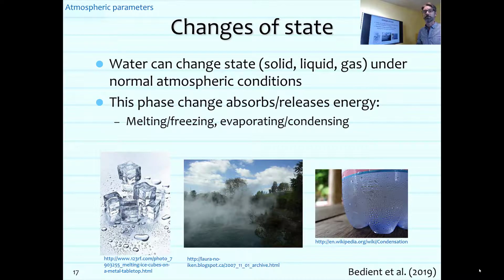Now, in the atmosphere, there can be many changes of state as well, of course. Water can change state between solid, liquid, and gas under normal atmospheric conditions. So think about the cloud itself, or the air around the cloud, which contains water vapor. Within the cloud, you can have either liquid droplets, or solid droplets, so little ice pellets or little ice crystals within the cloud. These phase changes that occur absorb or release energy. And so you can have melting and freezing, and you can have evaporating or condensing.